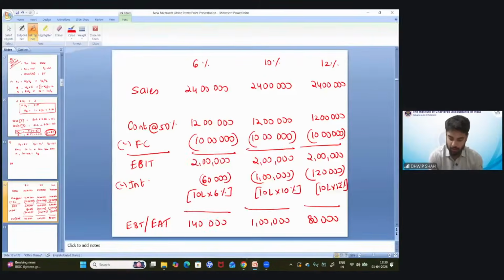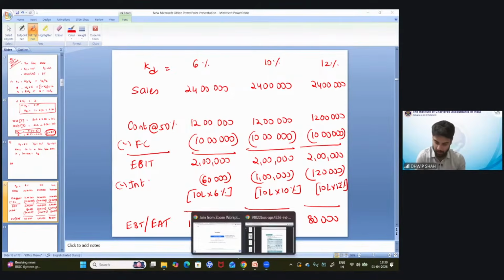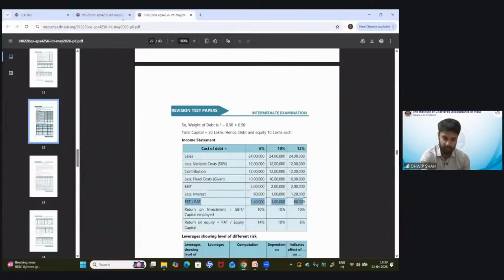बोलो, any doubts, students, in income statement? Clear? Why interest rate is equal to KD, वो भी क्लियर हो गया. आगे बढ़े, पॉइंट नंबर 3. Okay, thank you for your response. Let's move to point number 3.